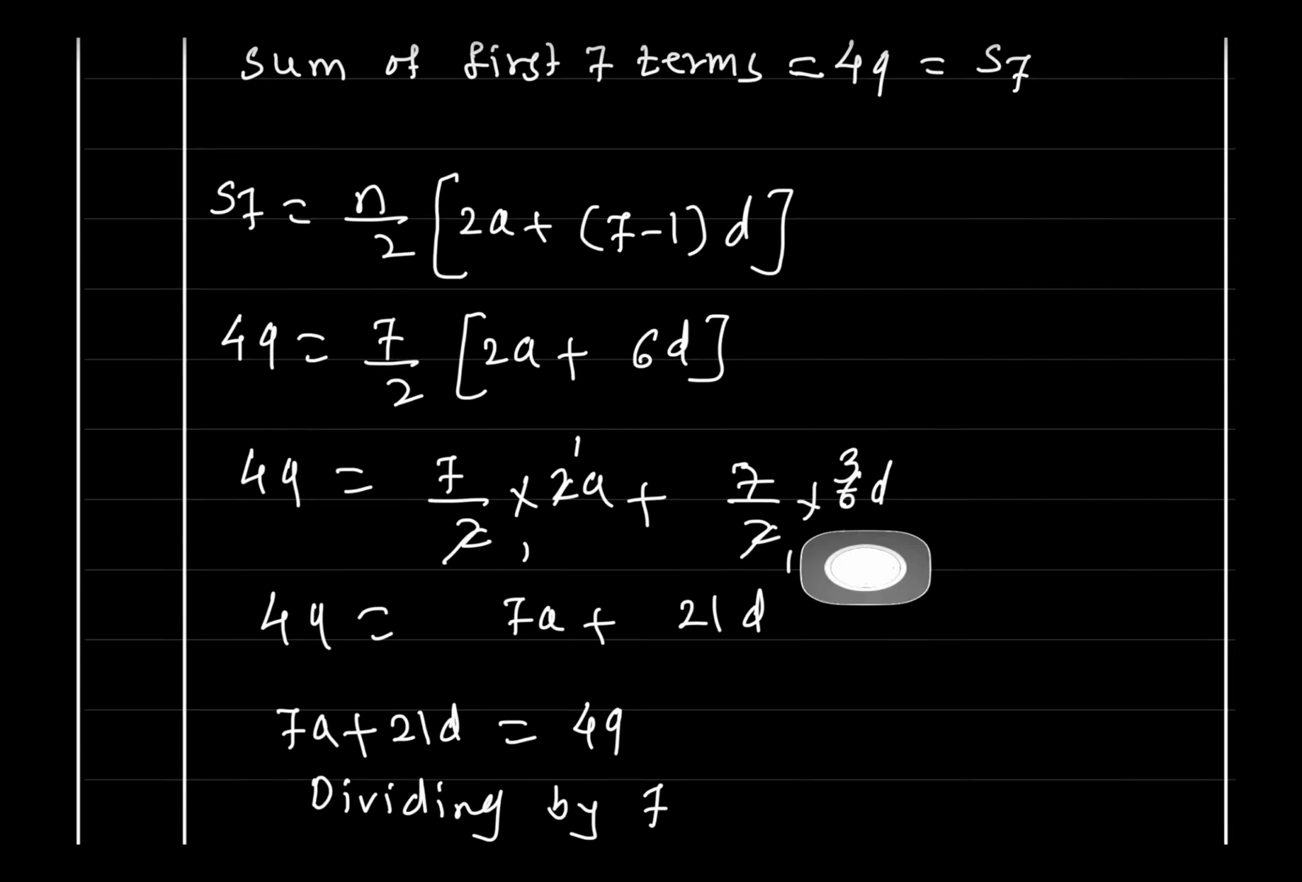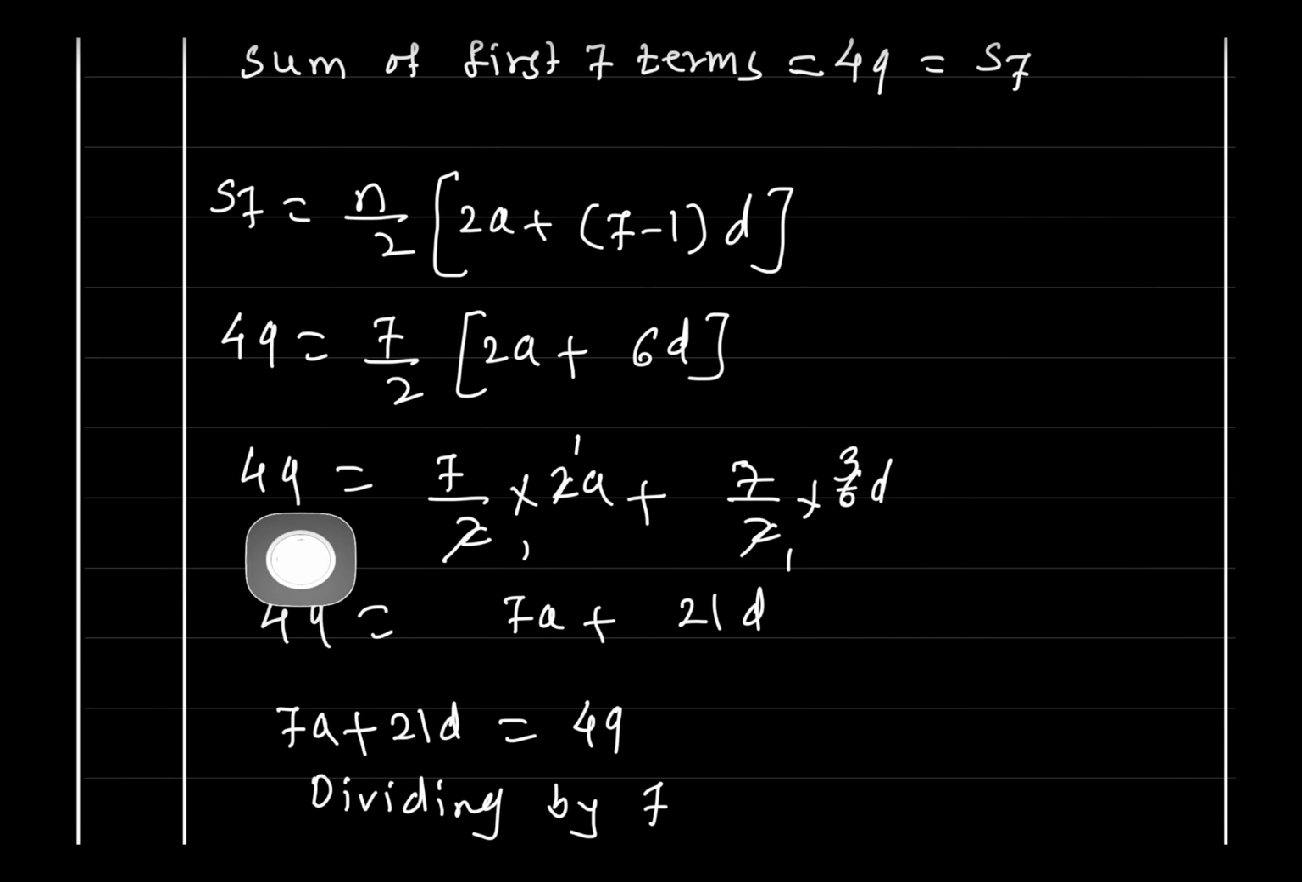So S7 is given, so you have to use this formula. n is 7, upon 2, into 2a as it is, plus 7 minus 1, so 6d. Keep 49 as it is, equal to 7 upon 2 into (2a plus 6d). Different terms are there, so we can't add, so this bracket we can't remove. We have to remove the bracket, but we can't add. Previously only numbers were there, so we could add.